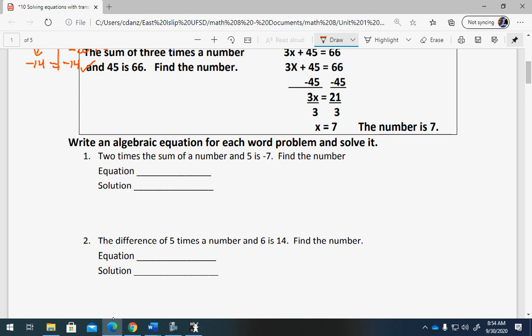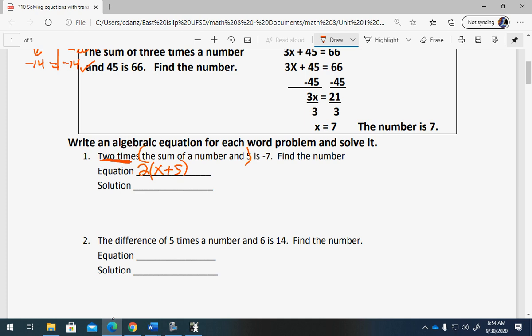So 2 times the sum of a number and 5. So I have to do 2 times something. 2 times could be like 2 parentheses, right? Because I'm timesing by something. I'm timesing by a lot of stuff, actually. I'm going to times it by the sum of a number and 5. So to write the sum of a number and 5, it's an x plus 5. So those parentheses are necessary, actually. And then it says it is negative 7. So you would solve this equation and get a solution. But today our main practice really is writing the equations.